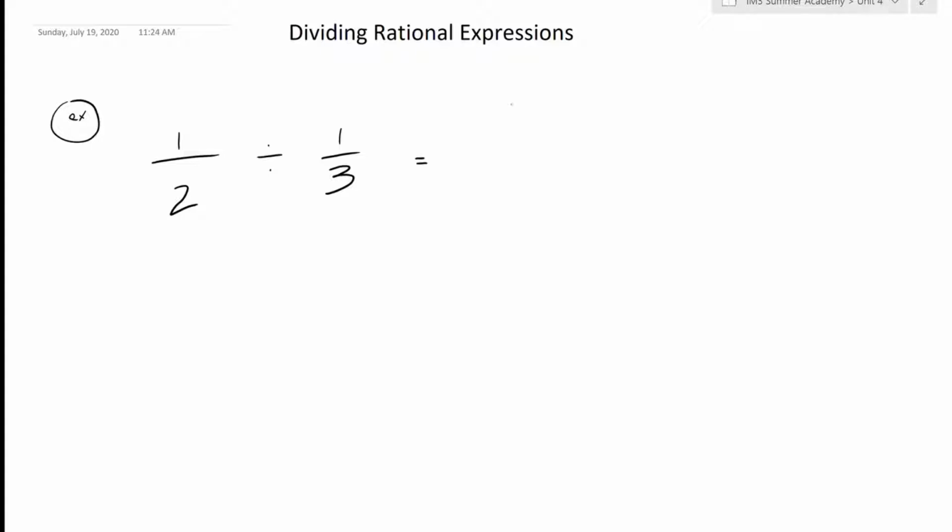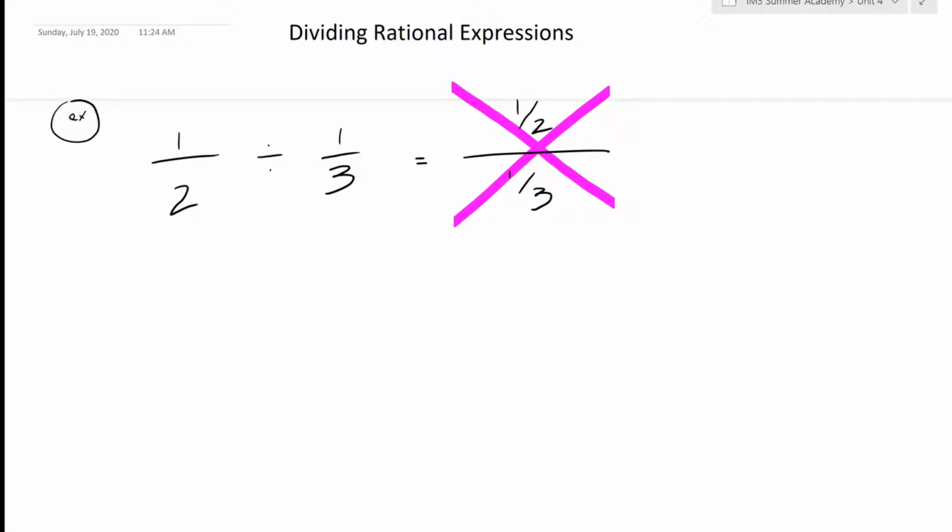Now if we really thought about it, it's 1/2 divided by 1/3, but making this super fraction really isn't the best way to go about it. If we think back, dividing and multiplying are actually very similar. They're kind of connected. We can change this dividing into a multiplying by its reciprocal, its opposite. So if we flip the second fraction to now a 3/1, we can change it into a multiplying problem.